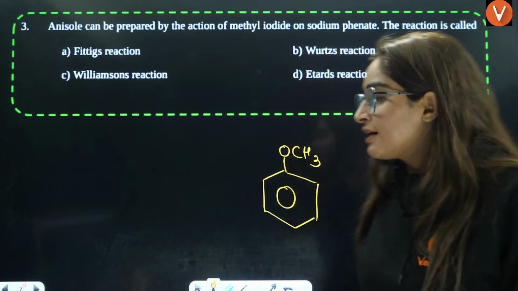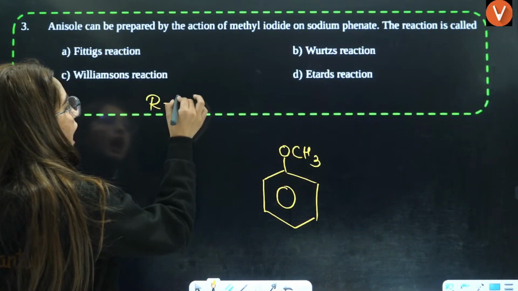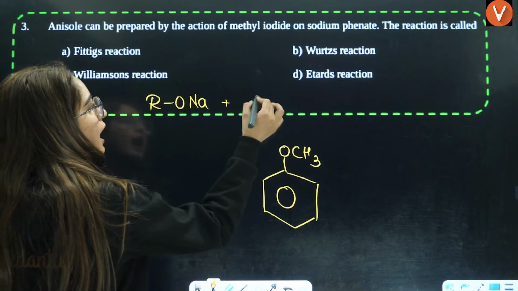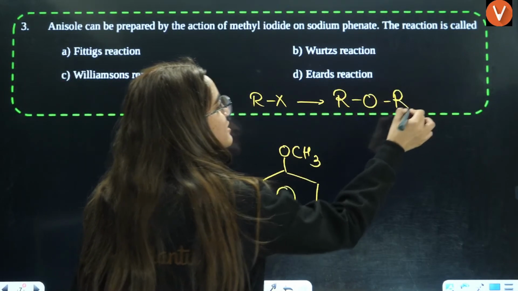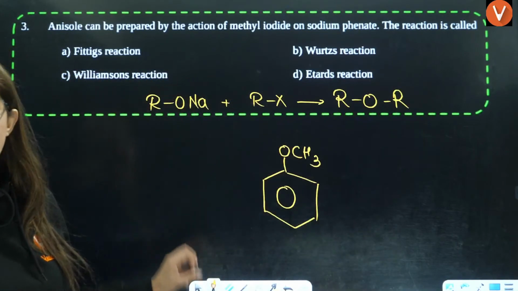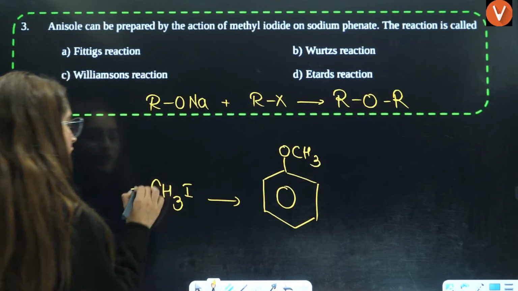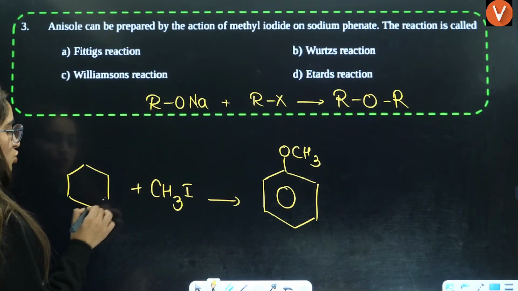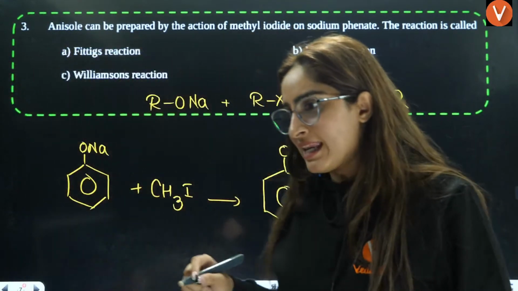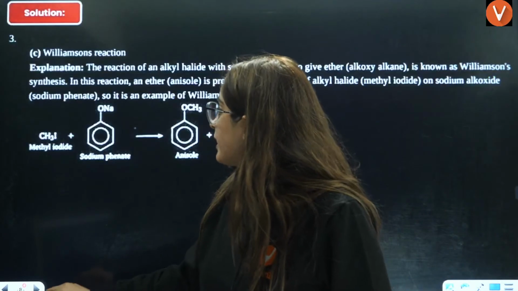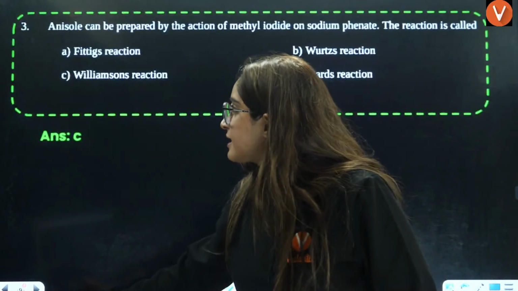Very simple. So what is the Williamson synthesis reaction? RONa plus RX will lead to the formation of ROR, that is ether. So the same thing is going to happen here. You will have CH3I and sodium phenate, right? And hence you will have the formation of anisole over here. So the answer is going to be C, the correct answer.